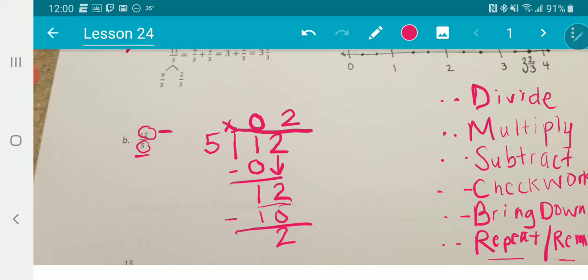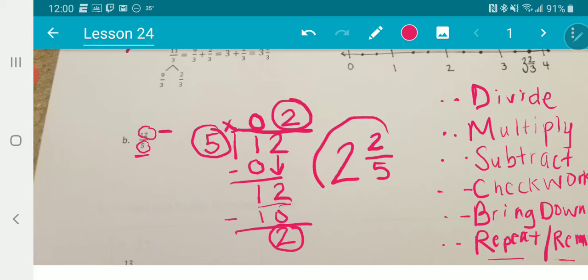Now you are going to use parts of your answer in order to rewrite this as a mixed number. Whatever your answer is, which in this case is 2, that's going to be your whole number. Whatever your remainder is, that's going to become your numerator. And then your denominator stays the same, so you should still have 5 in the denominator. So what we just did here is we turned 12/5 into a mixed number, which is 2 2/5, using the division strategy.